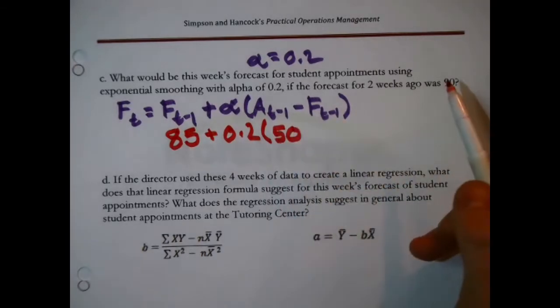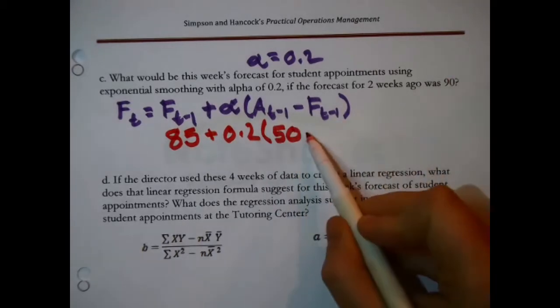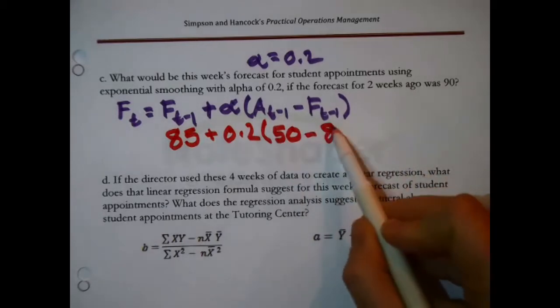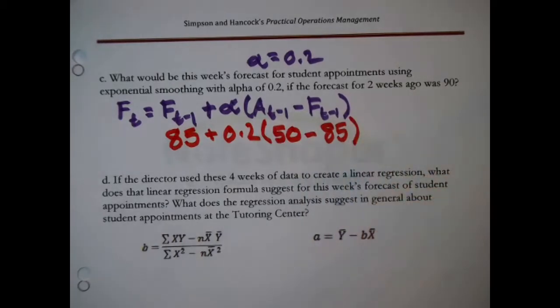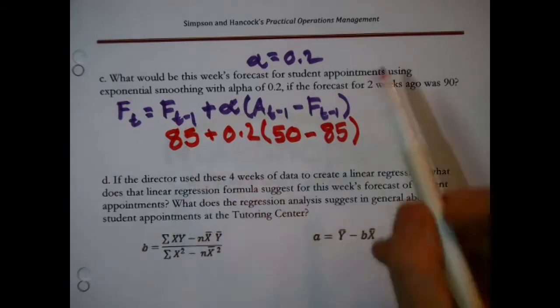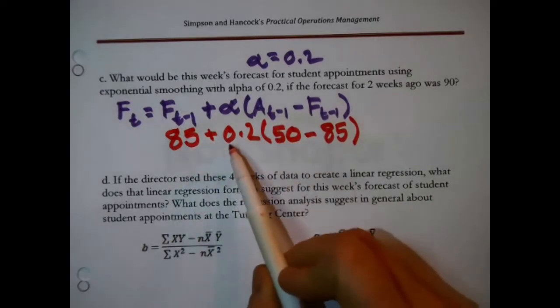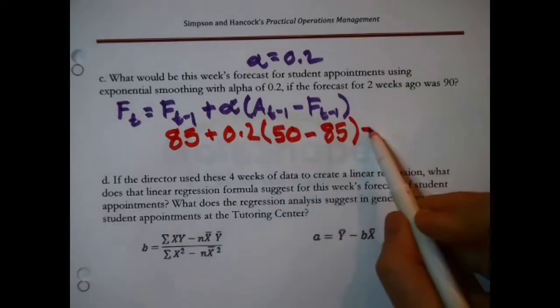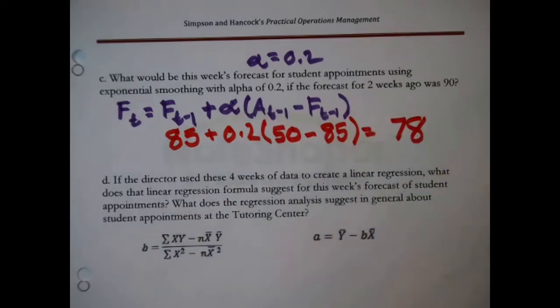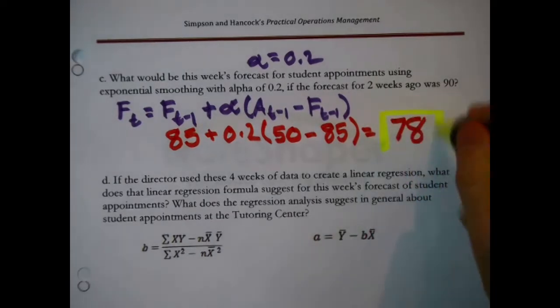Well, actually there were 50 student appointments, minus, well, what had I forecast? Apparently 85 using this particular technique. All right, now do these calculations: 85 plus 0.2 times (50 minus 85), and that's where you get 78. That would be the forecast for this week.